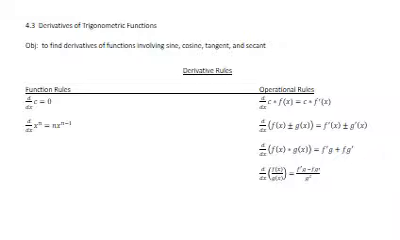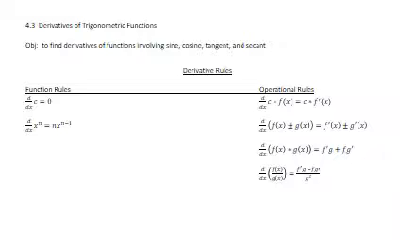Then yesterday we learned product rule and quotient rule. So if I'm multiplying two functions, the derivative of f times g is f prime g plus f g prime. The derivative of f divided by g is f prime g minus f g prime, over g squared.